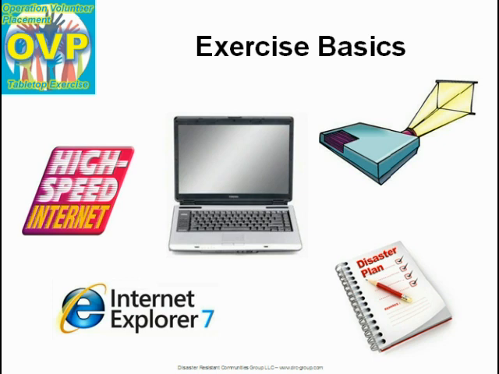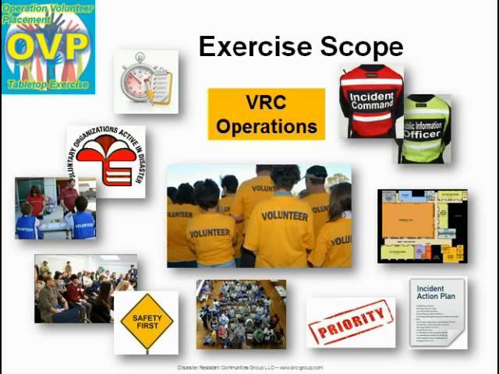You want to make sure your computer has Internet Explorer 7.0 or greater. You should not use any other web browser other than Internet Explorer. You also want to make sure you have a copy of your Volunteer Reception Center plans, procedures, and contact list. So to go over this real quickly, you need high-speed internet, you'll need a LCD projector. The computer you're using should have Internet Explorer 7.0 or greater, and you'll want to make sure you have copies of appropriate plans and procedures.